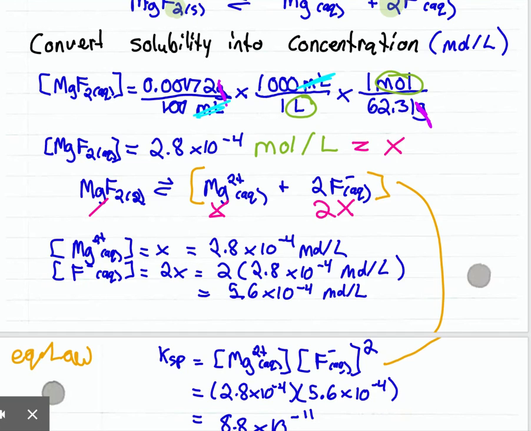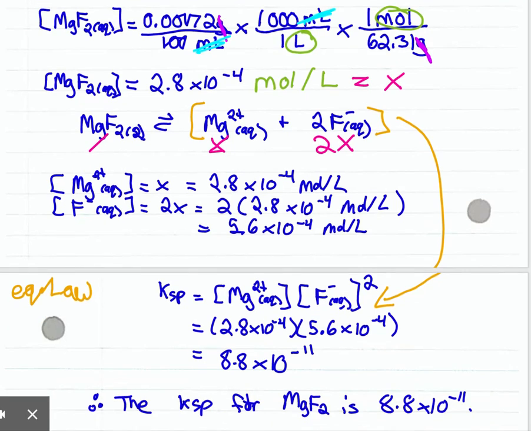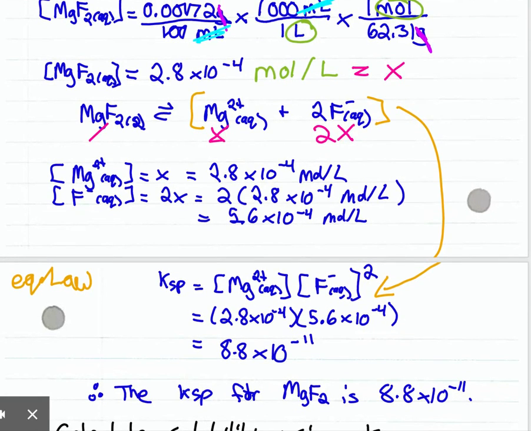So using our same rules, that 2 coefficient for the fluorine has to appear as a superscript by the fluorine ion. We sub in our values and we get 8.8 times 10 to the negative 11. Remember, we don't have any units, so we don't have to put anything in there. And then we can say we have a therefore statement. Therefore, the KSP for magnesium fluoride is 8.8 times 10 to negative 11.